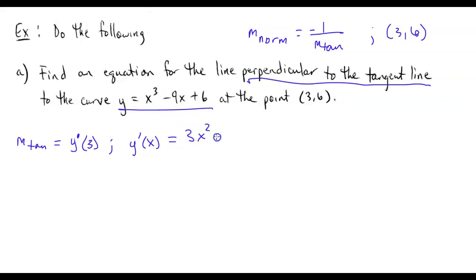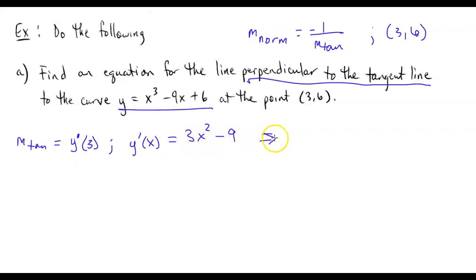All right, so here we know that the derivative of this particular function is going to be 3x squared minus 9, using the power rule here. And of course the derivative of any linear expression is just going to be the slope of that linear expression. The derivative of a constant is 0.